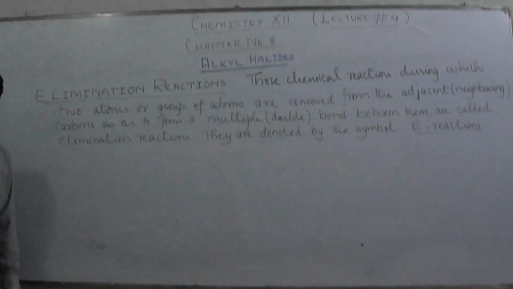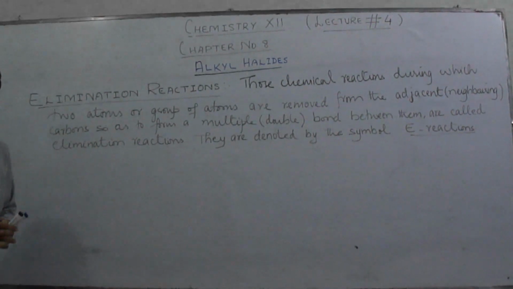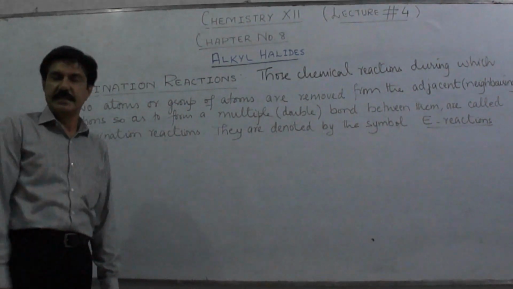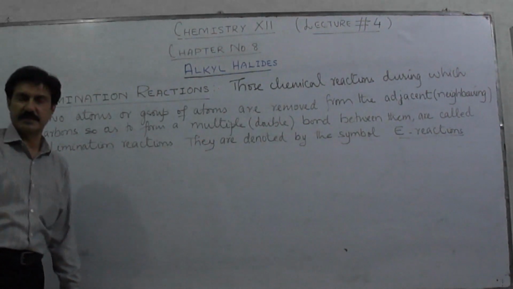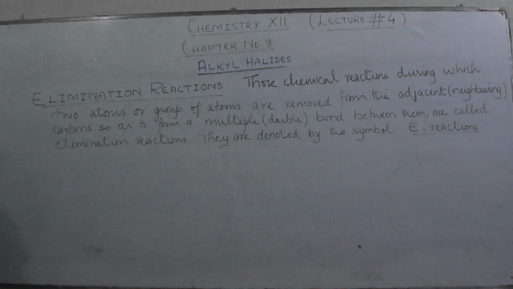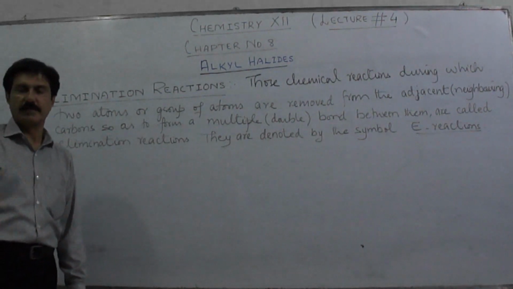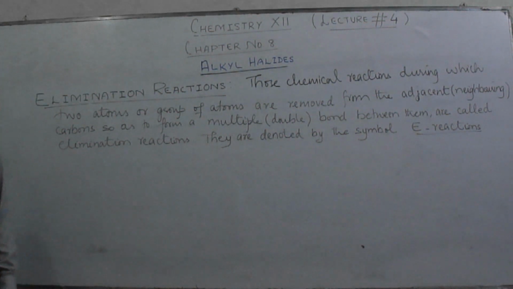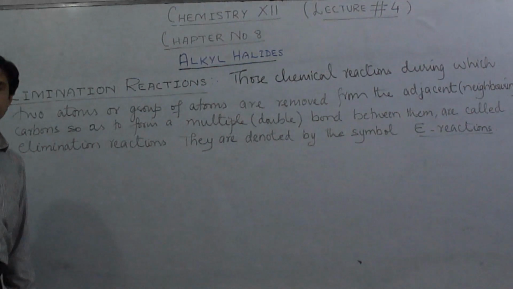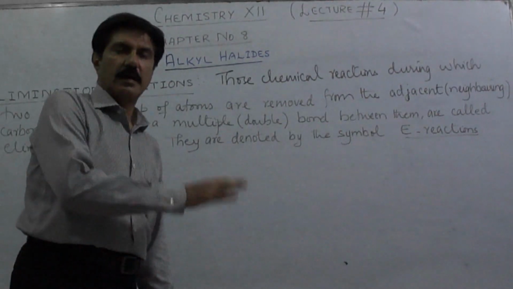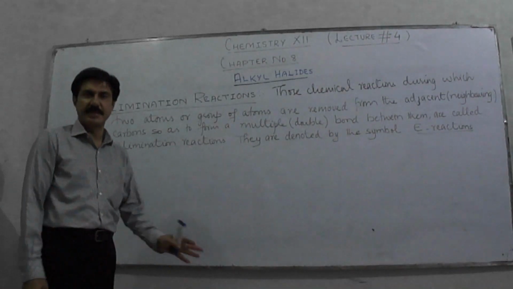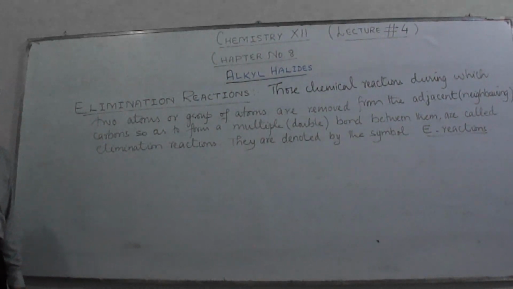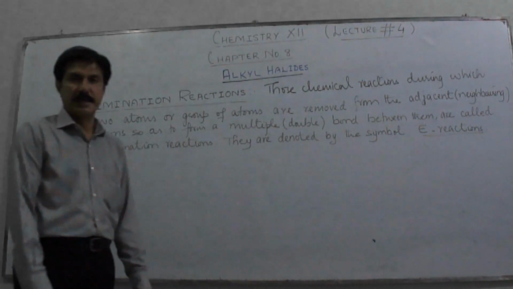I must recall your memories here when we were discussing the methods of preparation of ethene in chapter number 7. You might recall that one of the methods for the preparation of ethene we discussed here was by the dehydrohalogenation of ethyl chloride. Now what we learned in that particular reaction was we removed the halogen atom from the alpha carbon from ethyl chloride molecule, and we removed the hydrogen atom from the beta carbon, and the reaction was carried out with alcoholic potassium hydroxide.